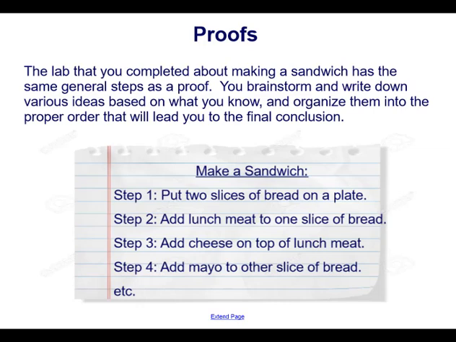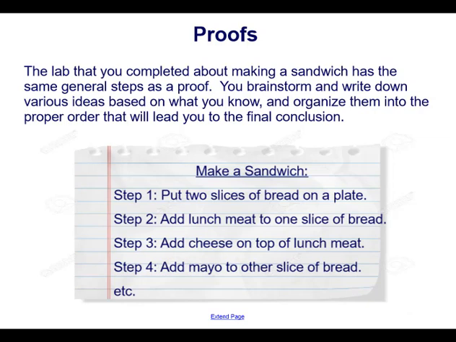The lab that you completed about making a sandwich has the same general steps as a proof. You brainstorm and write down various ideas based on what you know, and then organize them into the proper order that will lead you to the final conclusion. So for example, in your group or as a whole class, to make a sandwich, you might have had an idea that you needed bread and lunch meat and all the ingredients together, and you had to put them together.